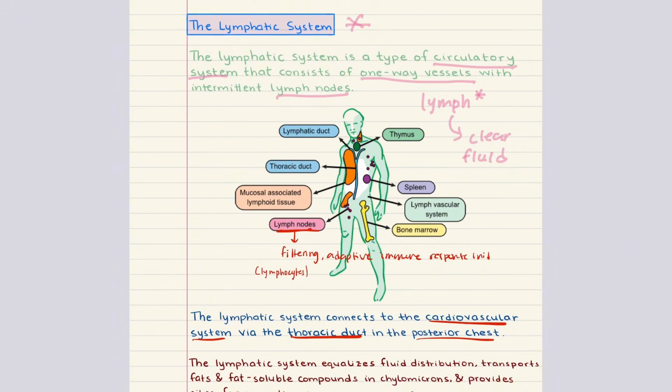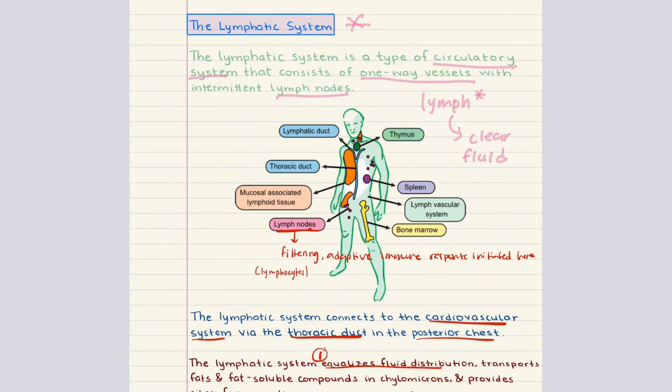Lymph nodes are also one of the main sites where adaptive immune responses are initiated. Antigen-presenting cells like dendritic cells and macrophages can bring antigens here and activate T cells and B cells to mount a defense. From here, it's important to note that the lymphatic system serves three major functions.